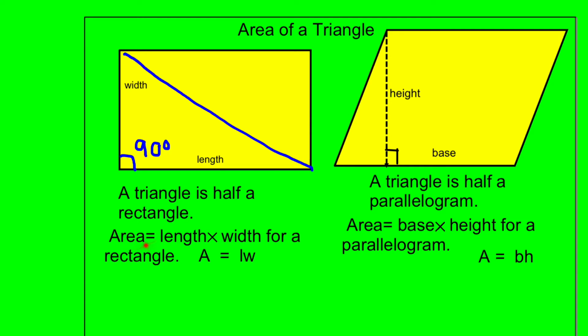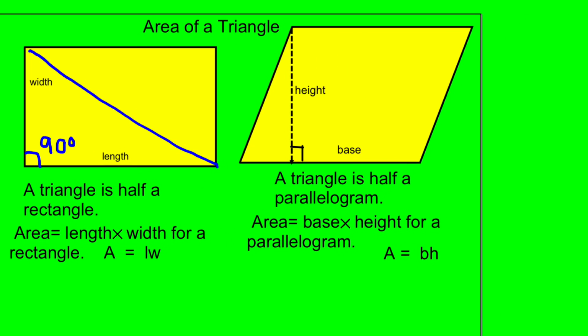And we already know that the area of a rectangle is length times width, or A equals L times W. Now this shape over here is something you might have studied in grade 7 as well. It's a parallelogram. It's very much like a rectangle, except its opposite sides are parallel. They run in the same direction. So this side is parallel to this side, and this side is parallel to this side.